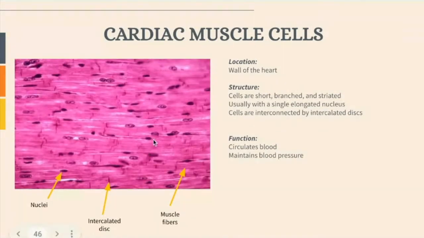So the cardiac muscle makes up the wall of our heart. It is made of short cells. Here, short cells are interconnected by intercalated discs. So this is the intercalated disc, and it has a single but elongated nucleus. It functions to circulate the blood and also maintain the blood pressure.